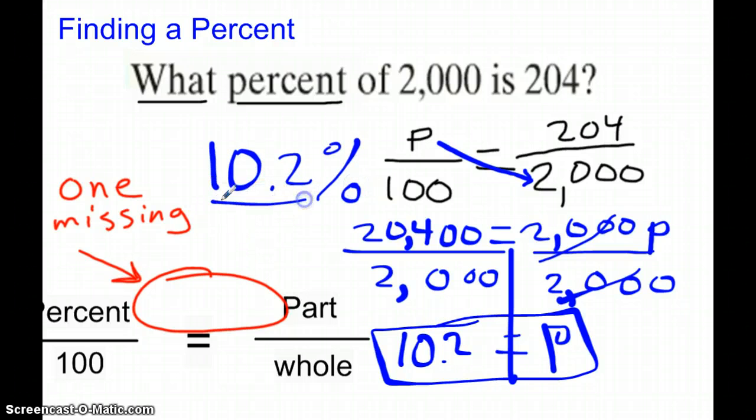That would be your answer for this problem. What percent of 2,000 is 204? Well, it's 10.2%. So remember, that's when we were missing the percent part of our proportion. If you need to take a while, I know it's a lot of writing, just pause it and jot the rest of your notes down, but I've got to move on to the next slide here.